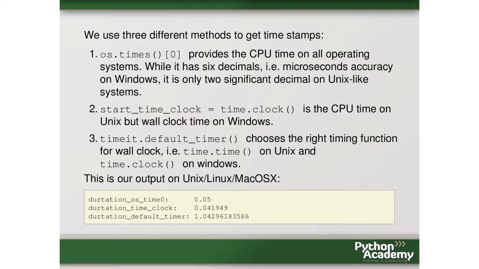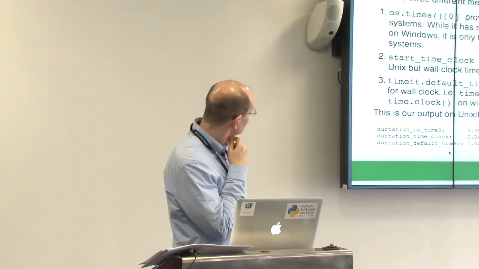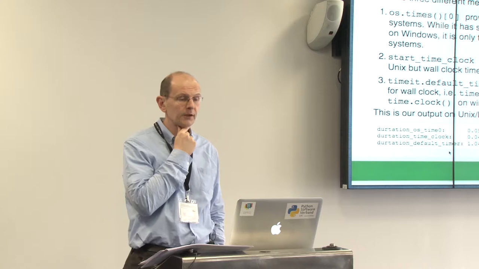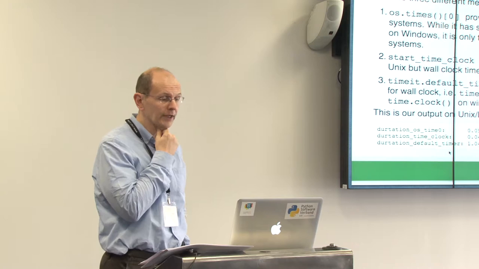And then if you do this, you see os.times provides the CPU time in all operating systems, but with 6 decimals. If you do a time.clock, there's a CPU time on Unix, but wall clock time on Windows. So it means a different thing. We have to be careful. But it's more accurate on Windows because you get more decimals out of it. That's why you should choose default timer to measure things.